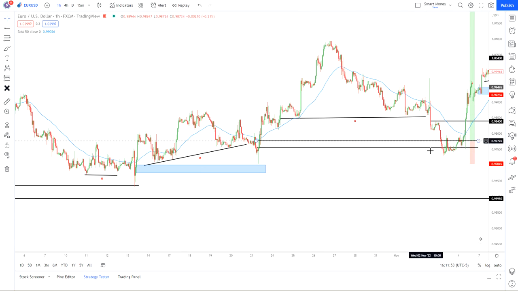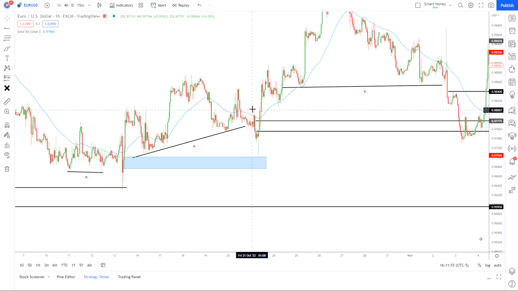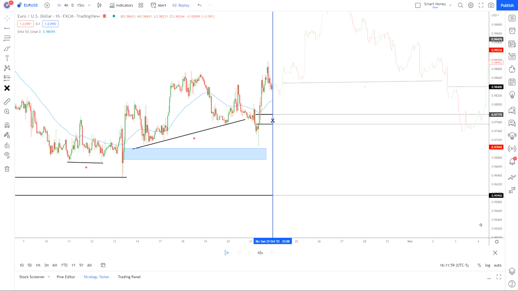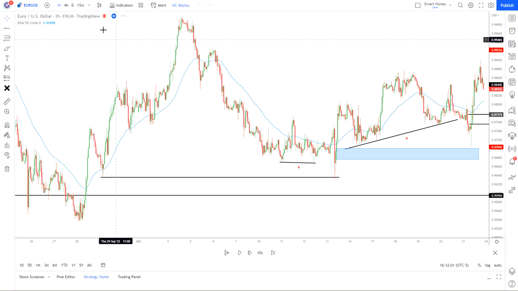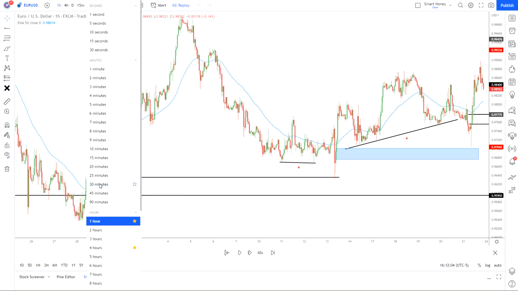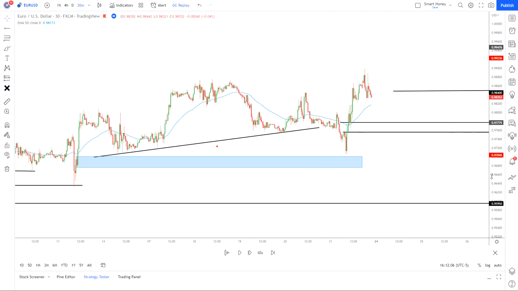Now we just wait for the pullback back down into where we faked out from the head and shoulders. Now where do we look to get in? So now I want to pull my handy dandy bar replay tool here, and let's just keep scaling into this level. And I can see two levels.